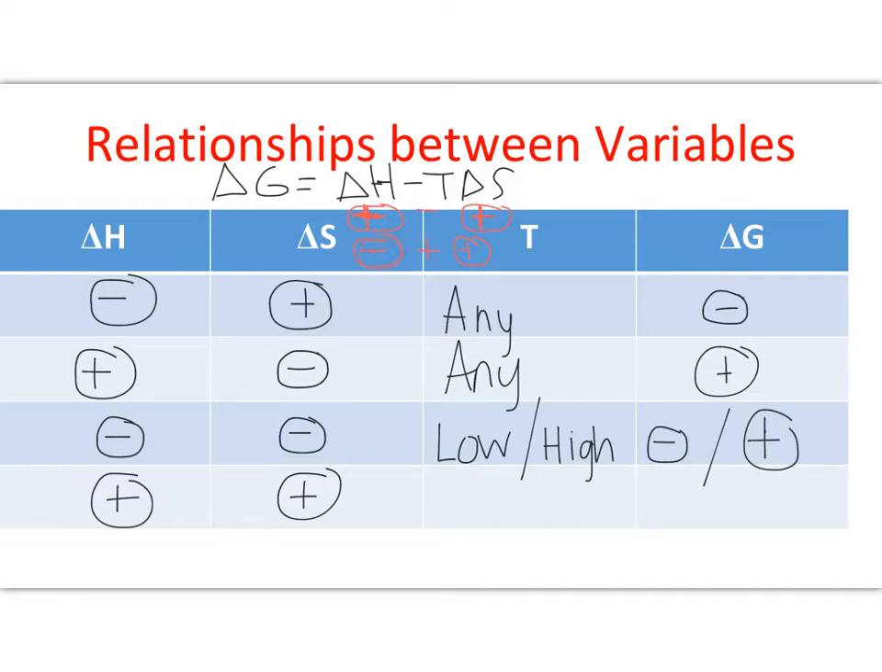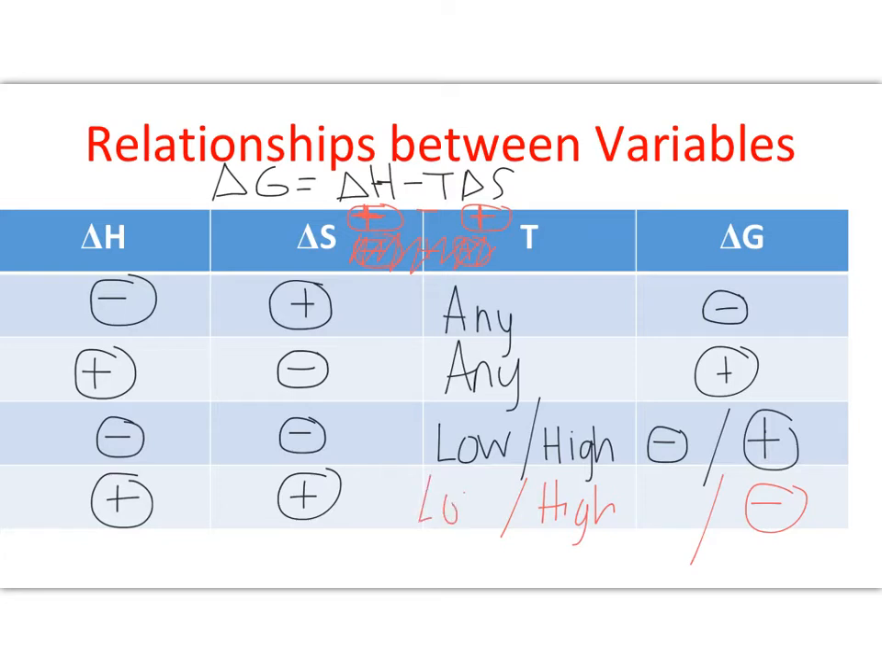So if we're taking a positive and subtracting from it another positive, the situation where we end up with a negative delta G value is when this T delta S value is larger in magnitude than our delta H, because then we're subtracting a larger value, which will push our delta G into the negative. The only way to get this value larger than the delta H is to have a high temperature. So now our high temperature is going to lead to a negative delta G.